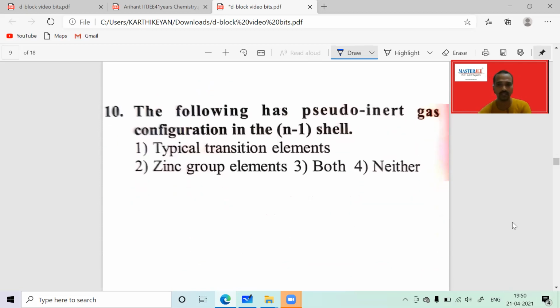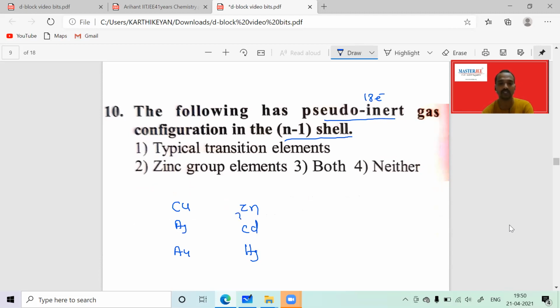Next, coming to the point: the following has a pseudo-inert gas configuration in the n-1 shell. Already we discussed it. Copper, silver, aurum, zinc, cadmium, mercury. These are all having an inert gas, pseudo-inert gas configuration in their n-1 shell. Pseudo-inert gas configuration means what? 18 electrons in the n-1 level.